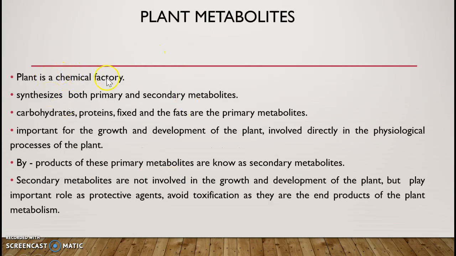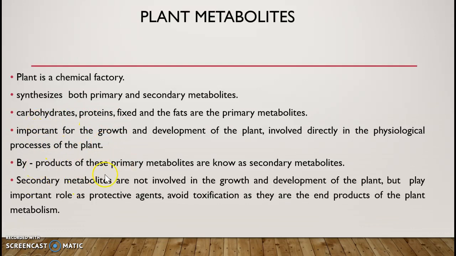So a plant is a chemical factory. It synthesizes both primary and secondary metabolites. Carbohydrates, proteins, fixed oils, and fats are the primary metabolites. As the name indicates, these primary metabolites are very important for the growth and development of the plant. These are directly involved in the physiological processes of the plant.